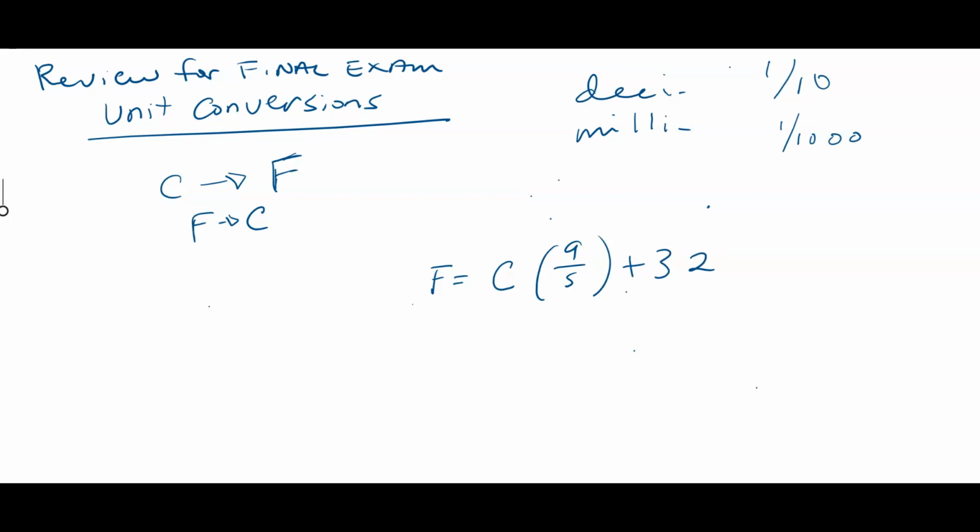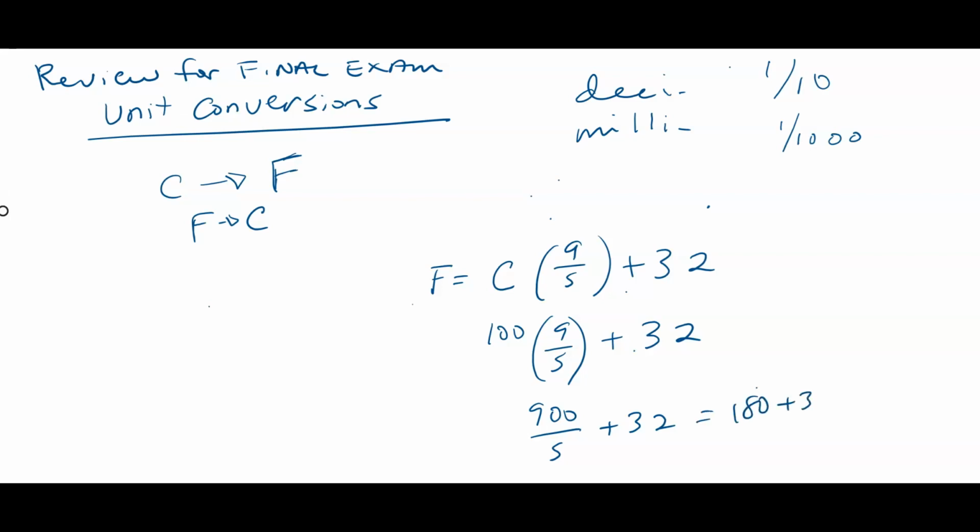So say you had a Celsius of 100. You'd multiply by 9 and then divide by 5 and then add 32. So that would be 900 divided by 5 plus 32. I'll do that in the calculator real quick. So that would be 180 plus 32, and you get 212.